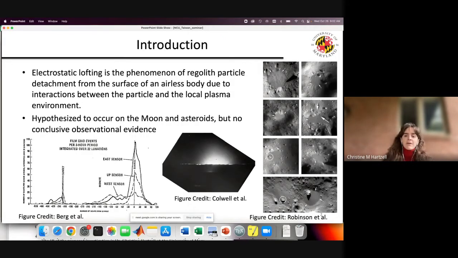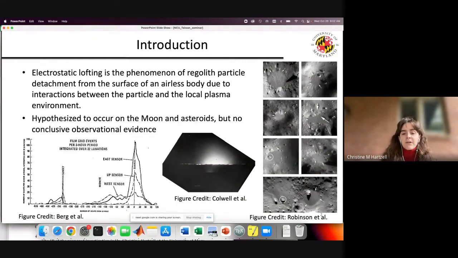Okay, so let's talk about an introduction to electrostatic dust lofting and what it is. Electrostatic lofting is this idea that dust or regolith could detach from the surface of an airless body due to interactions between the dust particle and the local plasma environment. Because the moon and asteroids don't really have an atmosphere, the surface of these bodies interacts directly with the solar wind plasma, and that causes the surface to charge up and also develop a sort of plasma sheath above the surface. And so the dust particles on the surface are charged and they interact with that plasma sheath, and that causes these electrostatic forces on a particle.